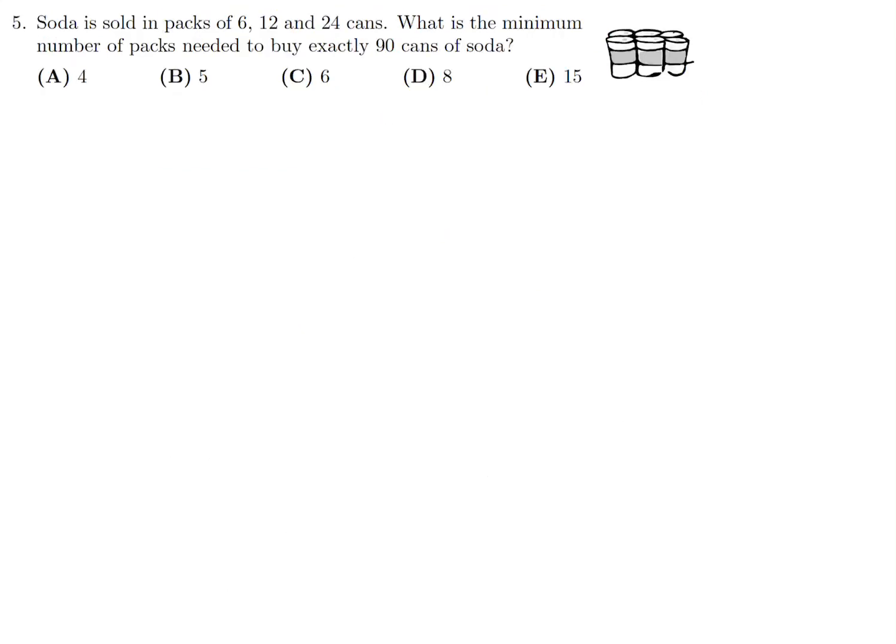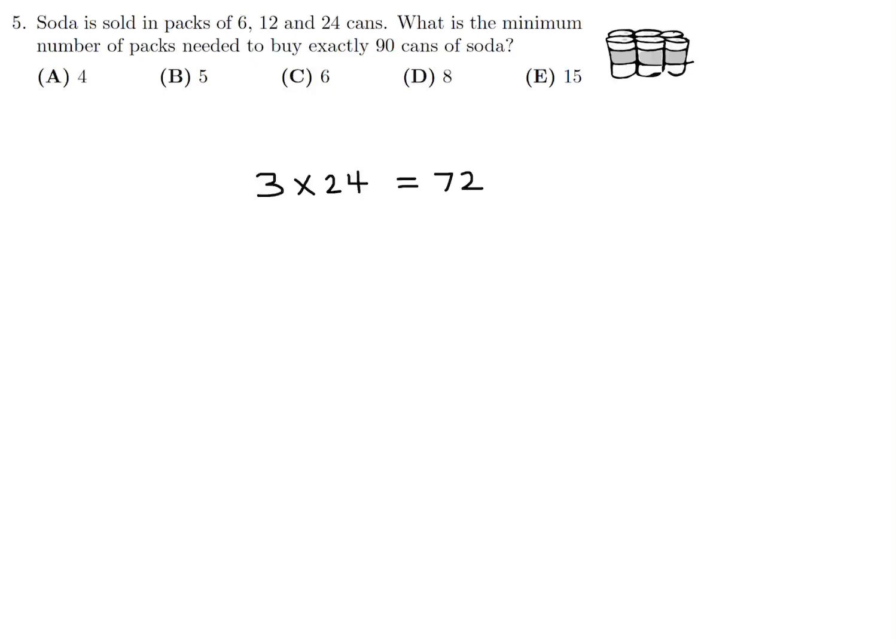Soda is sold in packs of 6, 12, and 24. What is the minimum number of packs needed to buy exactly 90 cans of soda? All right, let's say we get 4 of these 24 can packs. That would be 96, so that will exceed our 90. But what if I have 3 of them? That would mean 72 cans. So I still have 18 cans to go.